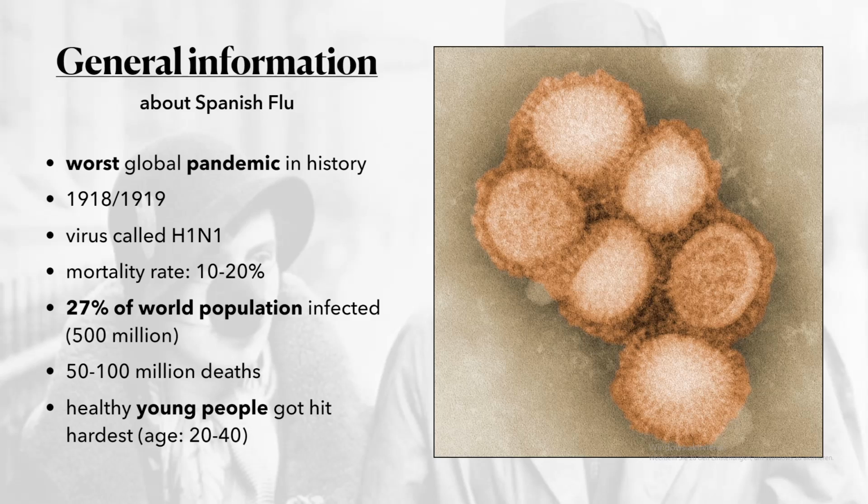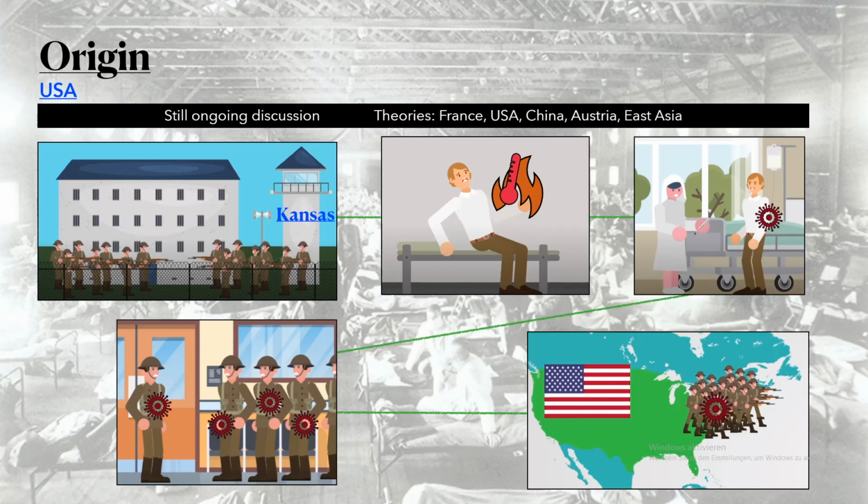But normally diseases are deadlier to elderly people because their immune system is weakened already. But the weird thing about the Spanish flu was that it hit young and healthy people the hardest. But how did the disease spread and where was the origin?